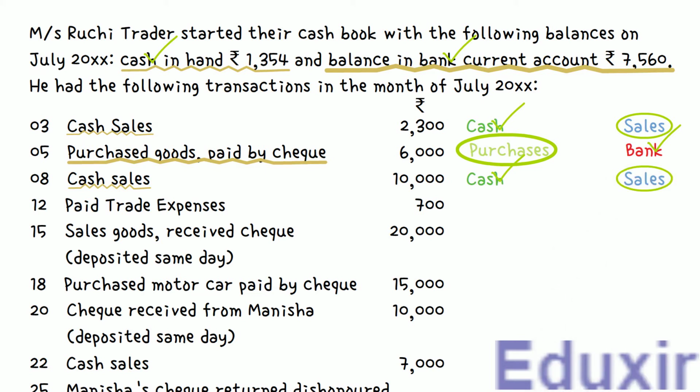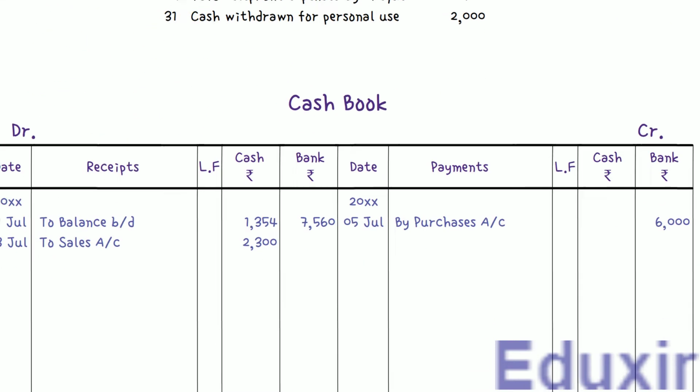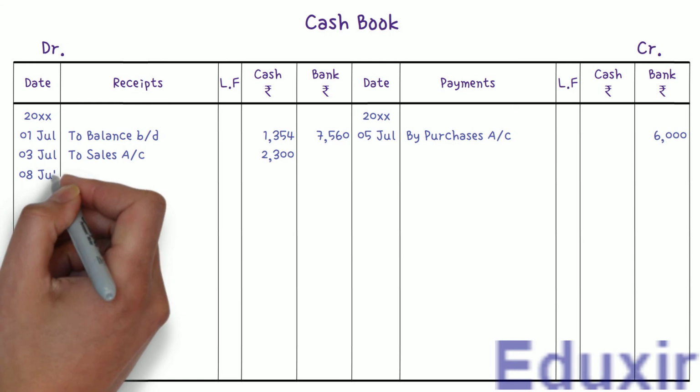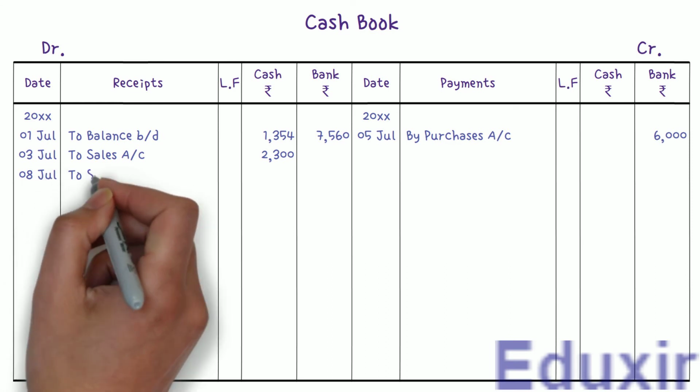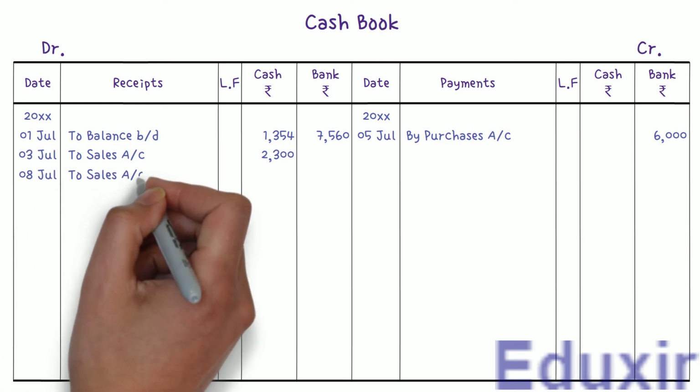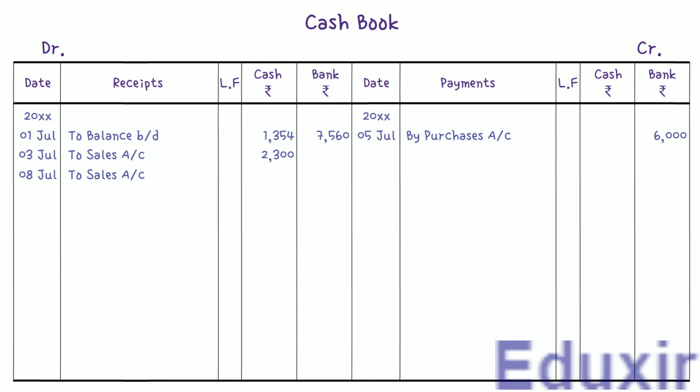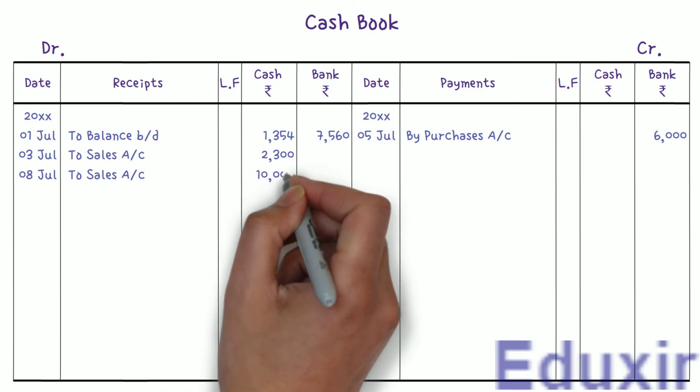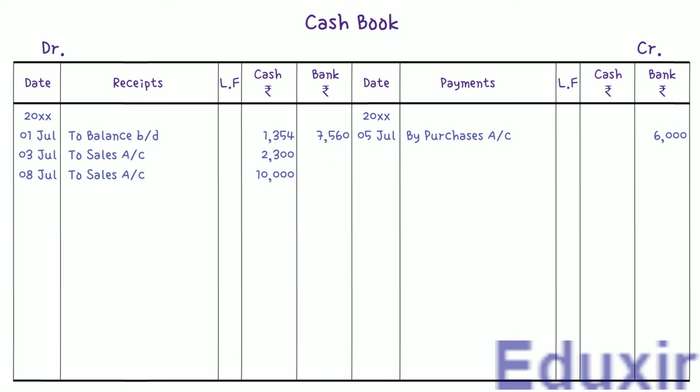With this analysis at our disposal, let us proceed with posting this entry to the debit or receipt side of the cash book. Let us first record the date. Let us then record the sales account into the receipts column of the cash book. Let us then record the debit amount of 10,000 rupees into the cash column. With that, we have completed the posting of this transaction into the cash book. Let us now take up the next transaction.